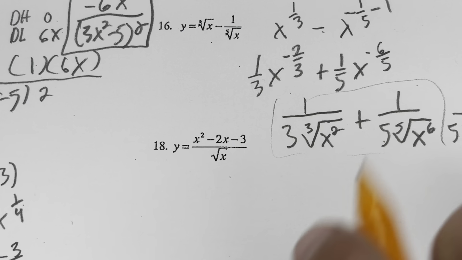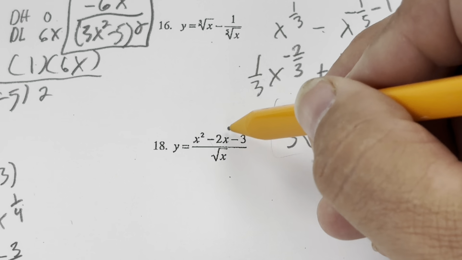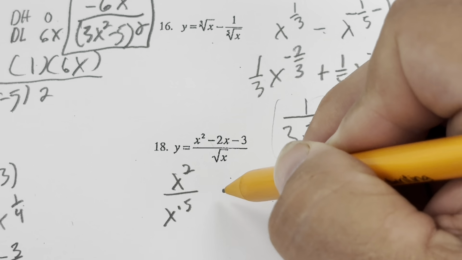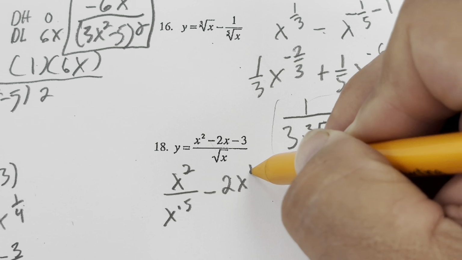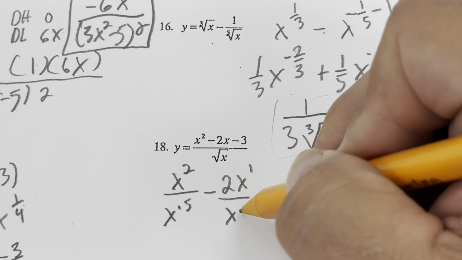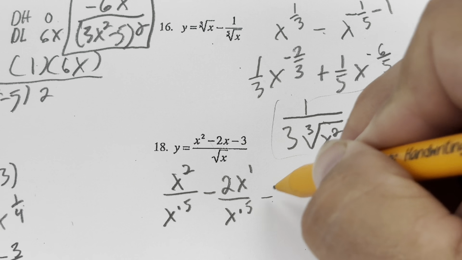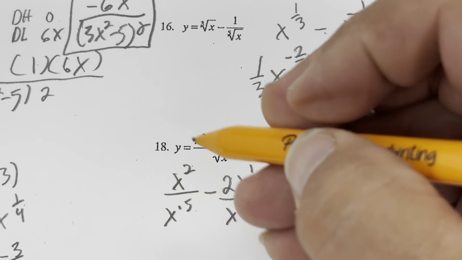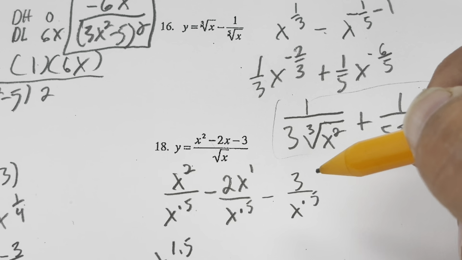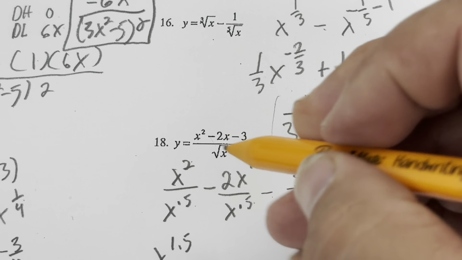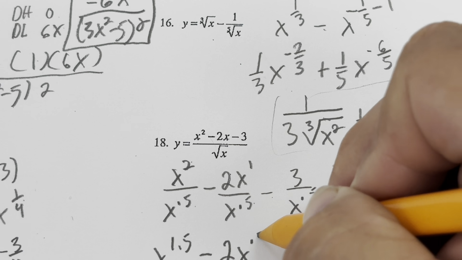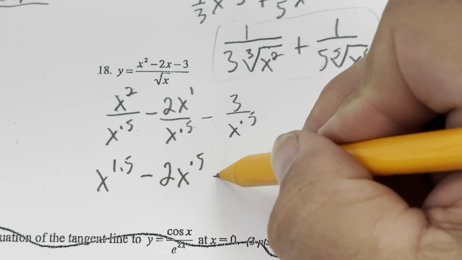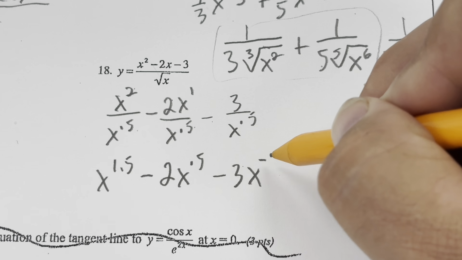We can do quotient rule, or we can rewrite this as x to the 1/2 and then divide it out. So x squared over x to the 0.5 minus 2x to the 1st over x to the 0.5 minus 3 over x to the 0.5. So 2 minus 0.5 would be x to the 1.5. 1 minus 0.5 would be minus 2x to the 0.5. And this one I'll rewrite as a negative exponent, negative 3x to the negative 0.5.